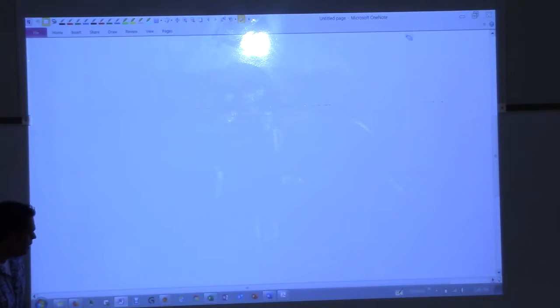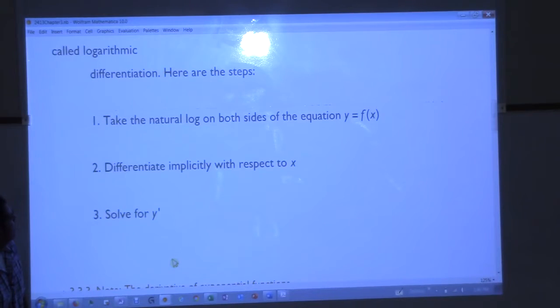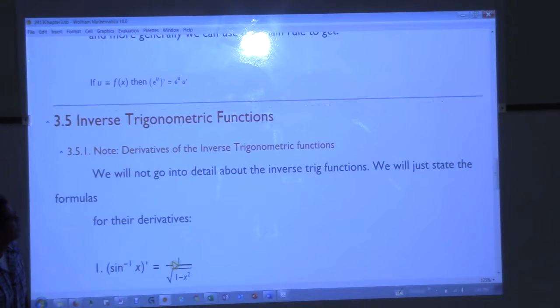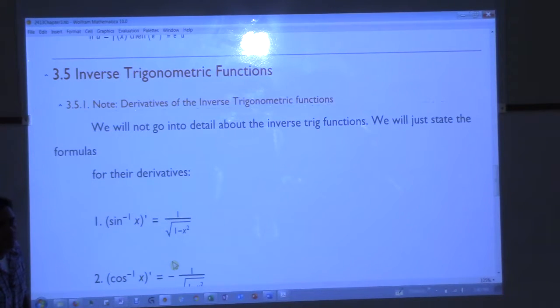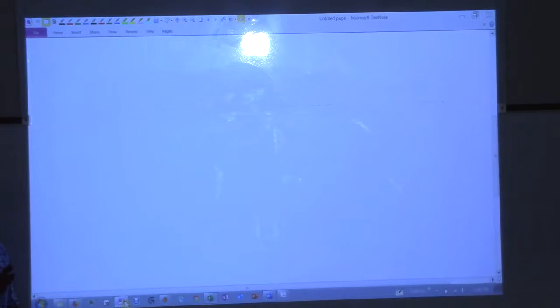All right, we're going to move on to the next section, and the next section that we have is inverse trig functions. I don't want to get too bogged down in this, but I have to make sure we're all at least somewhat comfortable.